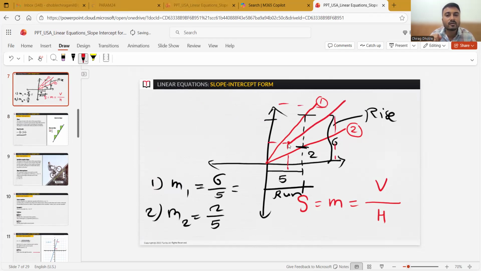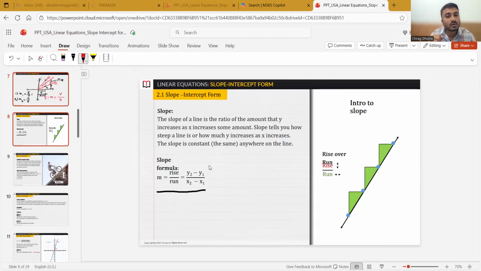Y1, x1, y1 and y2, x2. That's why the formula is like this. Okay, understood? So slope is equal to rise upon run. Now that we have understood what the slope of a line is, let's go to the slope intercept form and see how it looks.